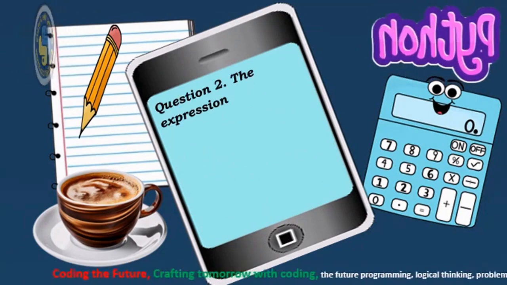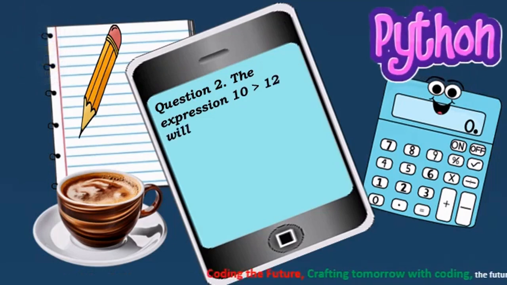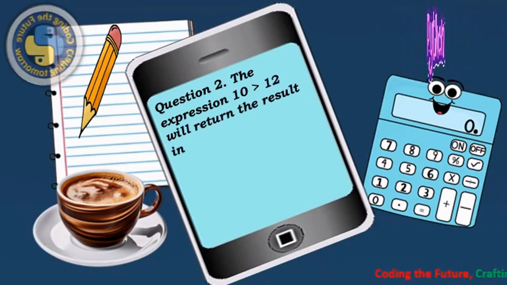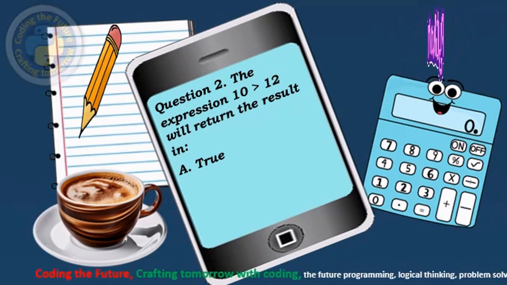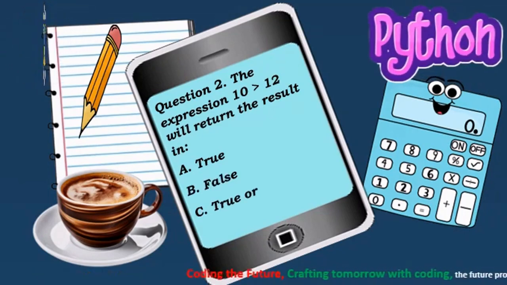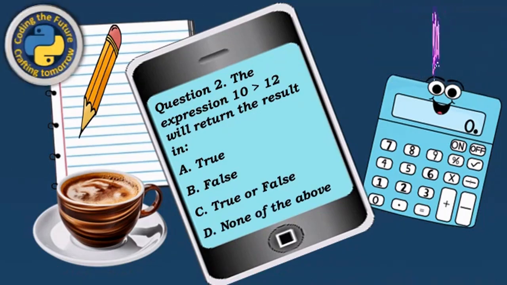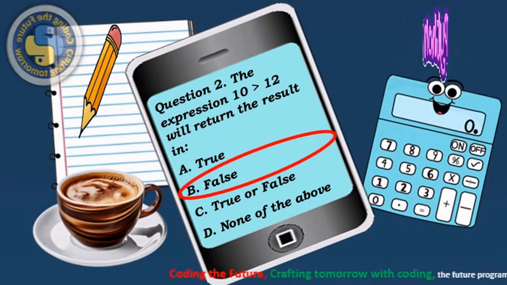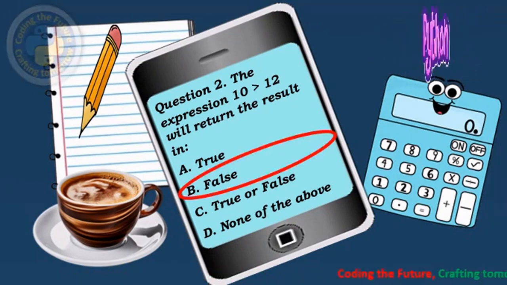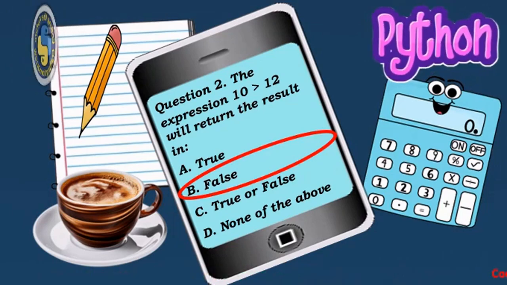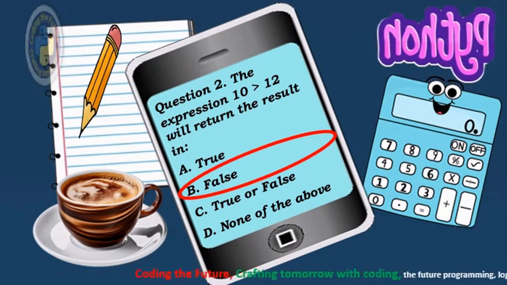Question number 2. The expression 10 > 12 will return the result in: A, true; B, false; C, true or false; D, none of the above. The correct option is option B, false, because 10 is not greater than 12.